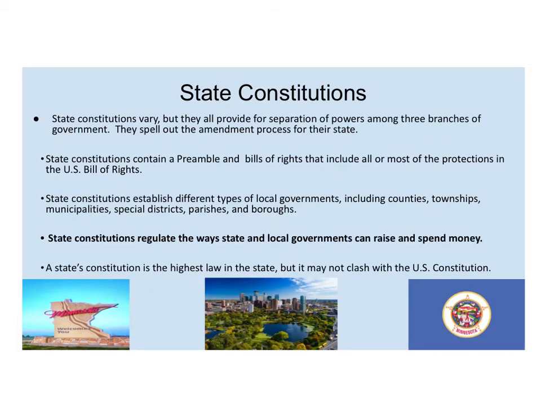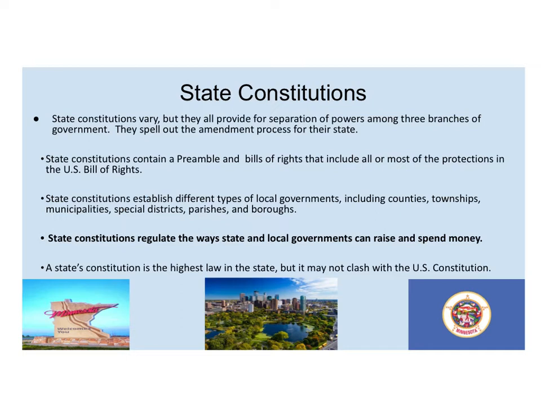Please write down state constitutions. Then I want you to write down the third and fourth bullets on this slide. The third starts with state constitutions establish different types of local governments, and the fourth starts with state constitutions regulate the ways state and local governments can raise and spend money.